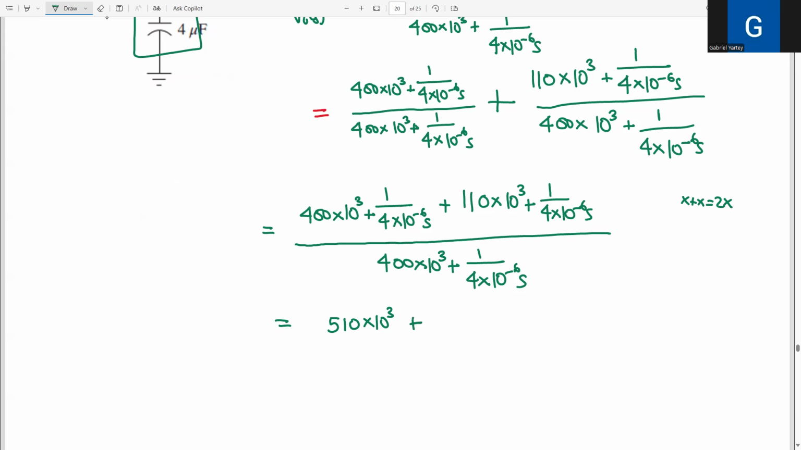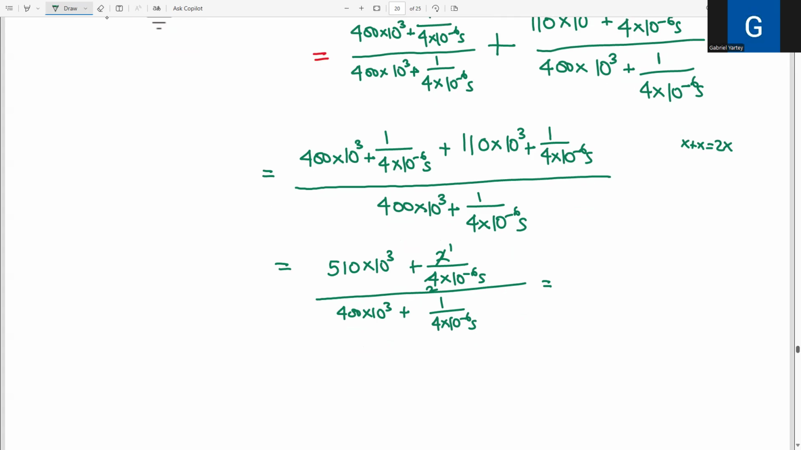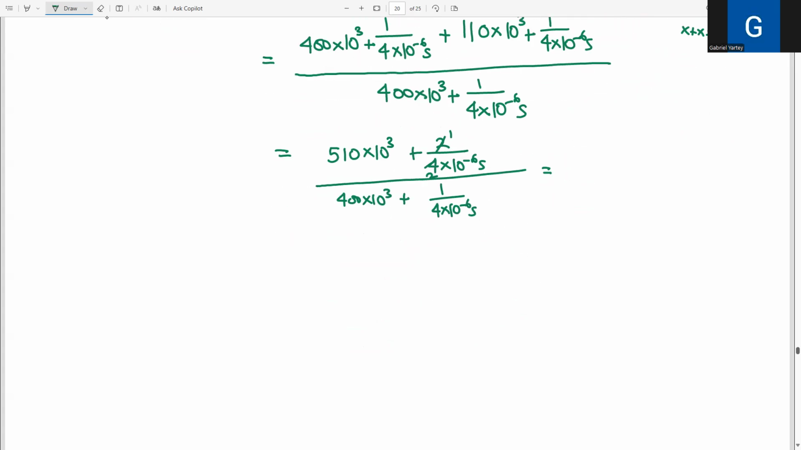So I could just say 2 over 4 times 10 to the power minus 6s, all over 400 times 10 to the power 3 plus 1 over 4 times 10 to the power minus 6s. This cancels to be 2. So I could do the same thing that I did above. I don't want to have s below. I want to do it in such a way that if I'm asked to find the transfer function, it's very simple for me, the poles of the system or the zeros of the system.